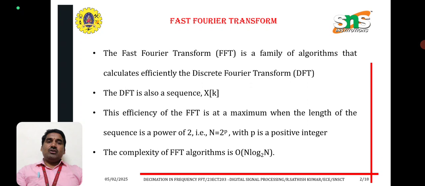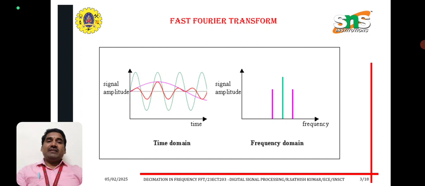The efficiency of FFT is at the maximum when the length of the sequence is a power of 2, that is, N is equal to 2 power p, where p is a positive integer. The complexity of FFT algorithms is of the order of N log 2 N. Using the fast Fourier transform, the time domain sequence can be converted into a frequency domain sequence.